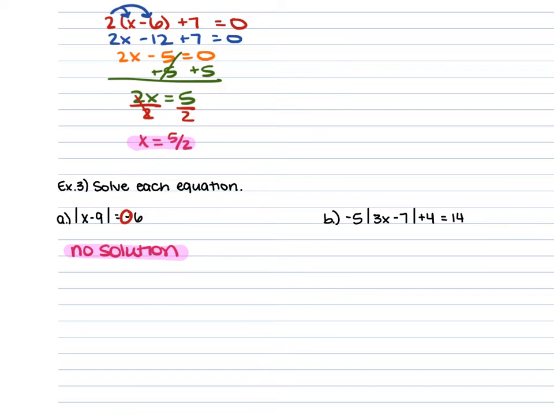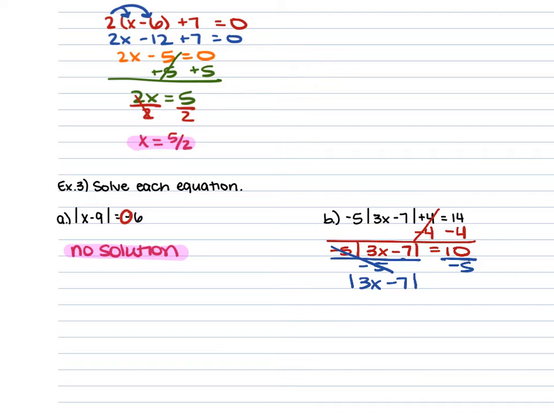For b, we have negative 5 times the absolute value of 3x minus 7 plus 4 is equal to 14. So we're going to start this one by subtracting that 4 from each side. We get negative 5 times the absolute value of 3x minus 7 is equal to 10. Then we just divide each side by negative 5. And we get that the absolute value of 3x minus 7 is equal to negative 2. Ask yourself, is it possible for the absolute value of something to equal a negative 2? No, so this one's no solution.